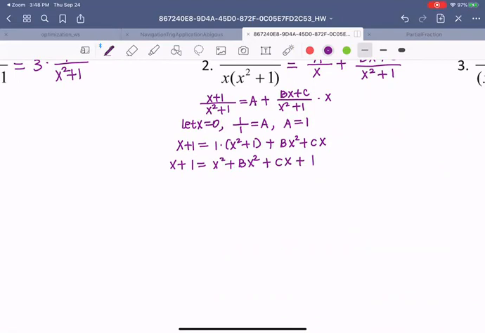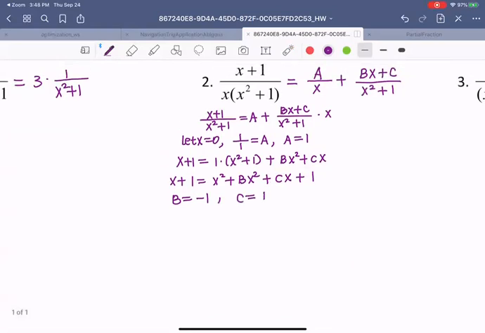So b equals negative 1. B equals negative 1, and c equals 1, right? B equals negative 1 because 1 plus b is 0. And then c equals negative 1 and 1 equals 1. So that guy is a, which is 1 plus negative x plus 1 over x squared plus 1.